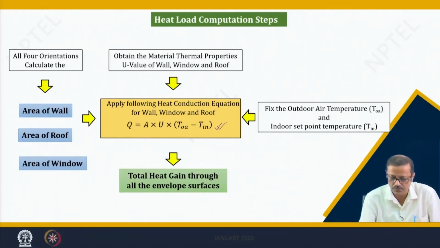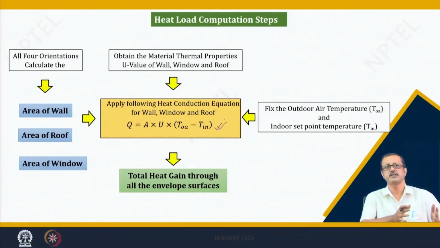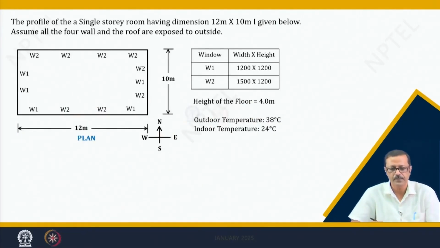This equation is also known to us: the corresponding area is multiplied by the corresponding U value and the temperature difference between the outdoor and the indoor, which finally gives us Q, the heat gain in watts. So, we will take a small problem straight away and see how these steps can be taken into account.